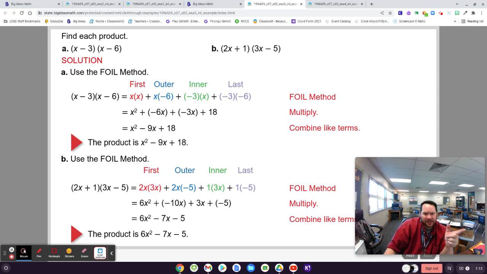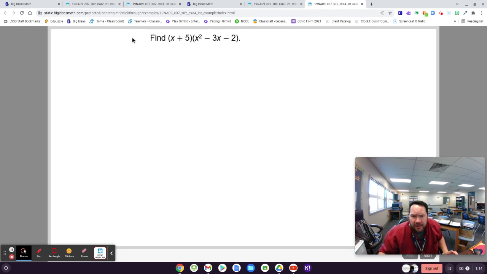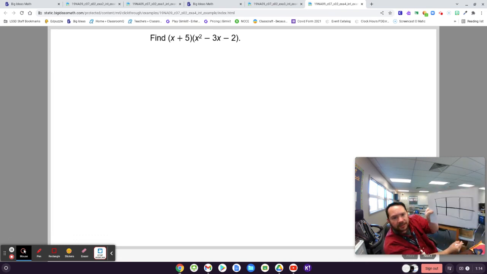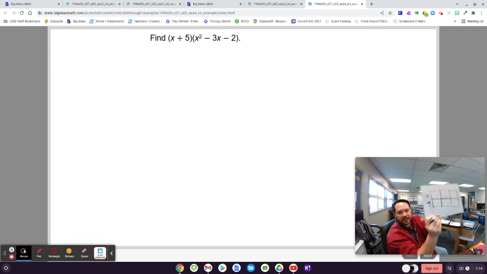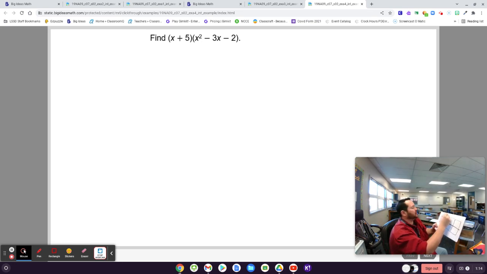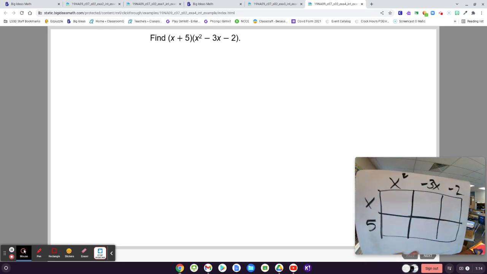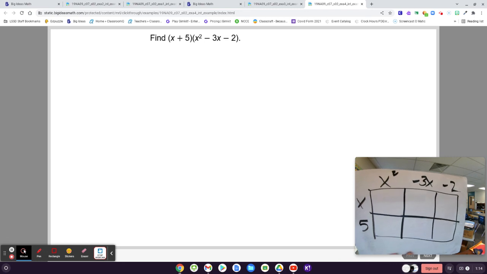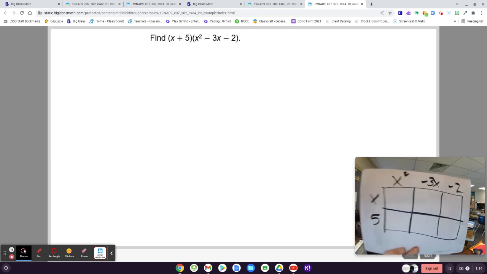And then the last thing we're going to do, and this is where FOIL falls apart, sometimes you're not going to be multiplying a binomial times a binomial. Sometimes you're multiplying a binomial by a trinomial. So for a problem like this, students are about to come in. I'm going to go very quickly. What I would do is the area model again, except now we got 3 boxes by 2 boxes. Okay, so we have our x and 5 on the side. That's our x plus 5 part. But on top, we're going to have x squared minus 3x minus 2. So now we got 6 boxes we're going to have to fill out and combine together. So I want you to work this out on paper and see what you get.